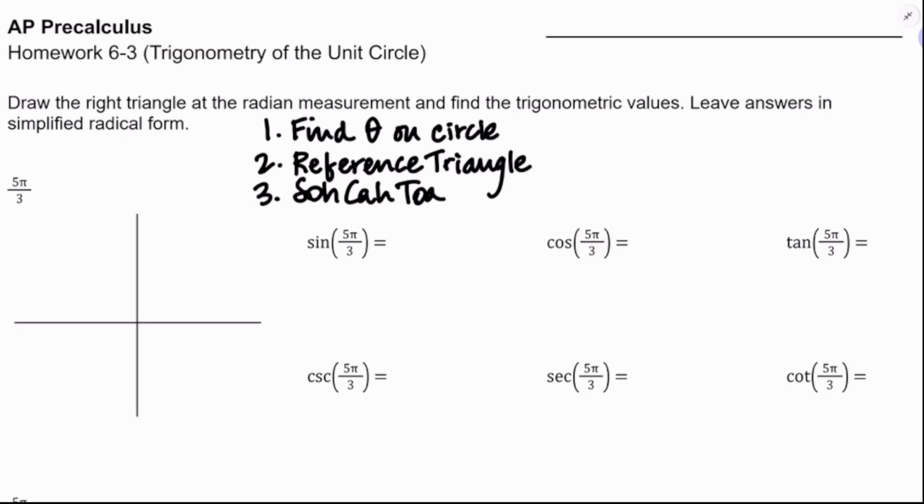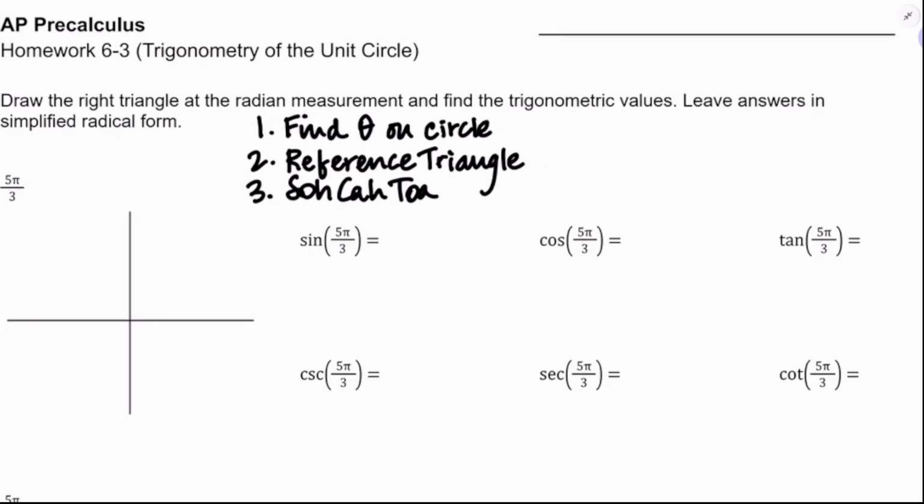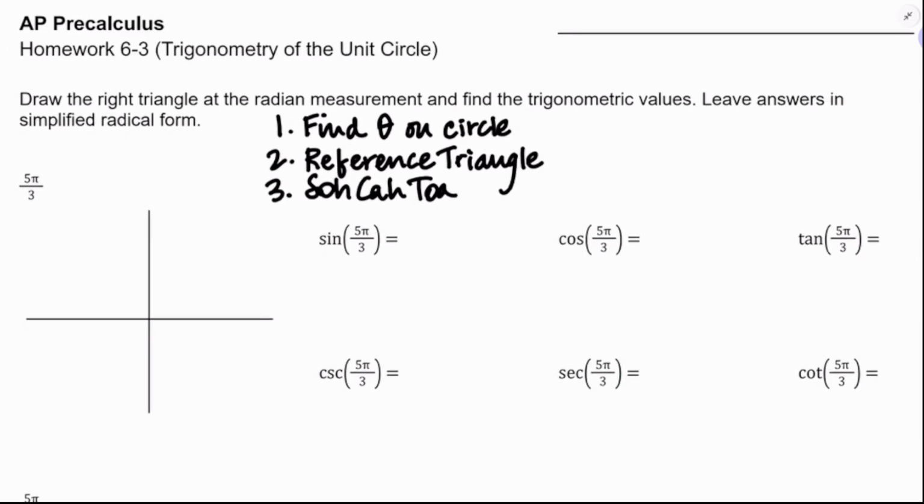Okay, 5 pi over 3, start there. Our first job is to find the location on the circle. So 5/3, that's kind of close to 2 because 2 is 6/3. So I'll say that's close to 2 pi, 6 pi over 3, but back by pi over 3. So we go over here, this would be 2 pi, and then we'll go back clockwise by pi over 3. But pi over 3 is 60 degrees, so I'm going to go down about there. And then I will draw my reference triangle going back to the x-axis, always back to the x-axis.